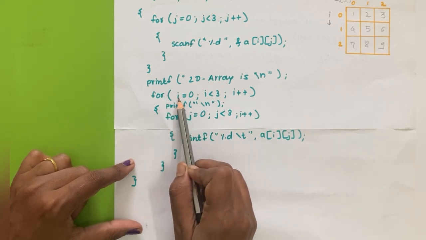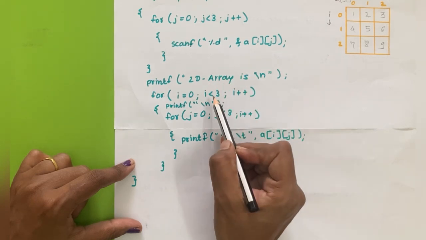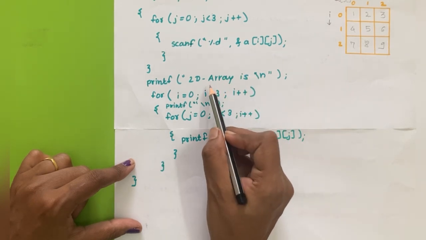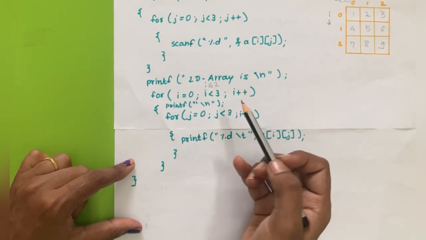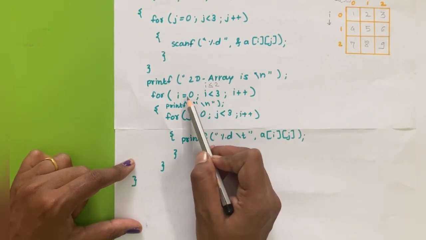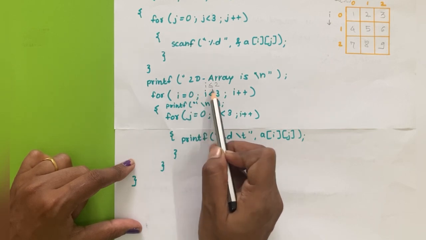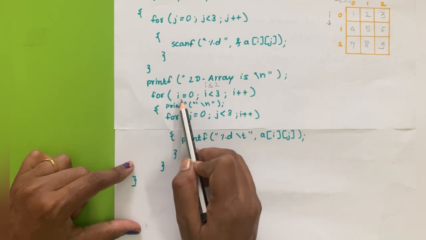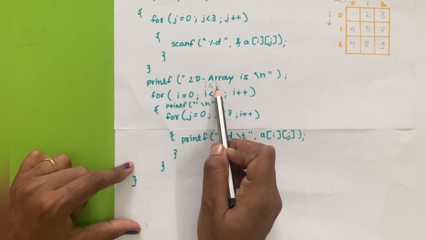So again, i equals 0, i less than 3, i plus plus. Instead of i less than 3, we can also use i less than or equal to 2. So this loop will be repeated for 0, 1 and 2, in total 3 times, because the condition is less than or equal to 2.